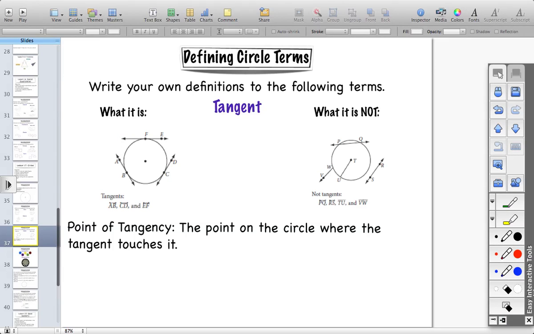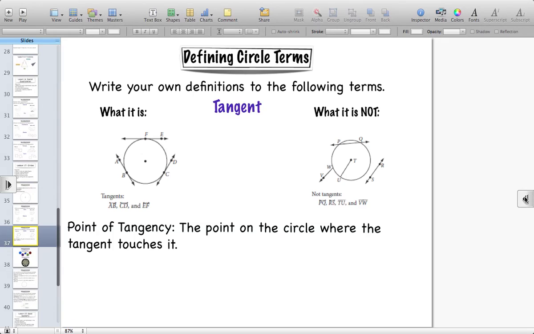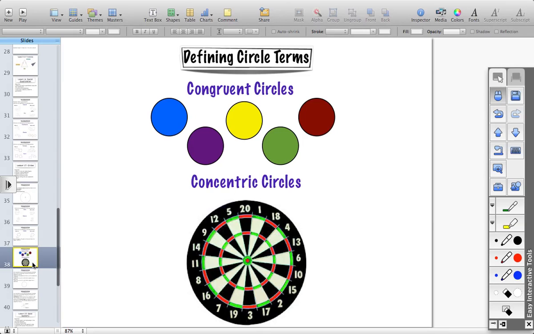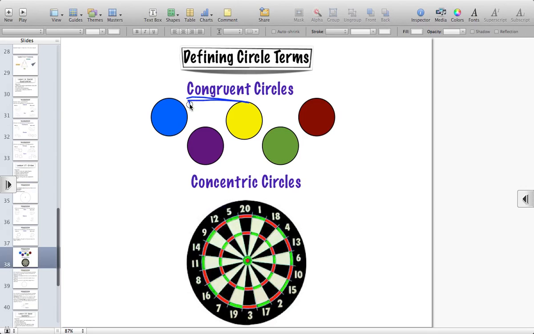All right, some other vocabulary terms. Oops, I did not hit the right button. Let's try that again. There we go. Some other vocabulary terms, we have congruent circles. So you actually do need to write some more definitions down. I've only given you the picture of what it is, congruent circles. Notice what makes something congruent. So look at those 5 circles. What do you notice about them?